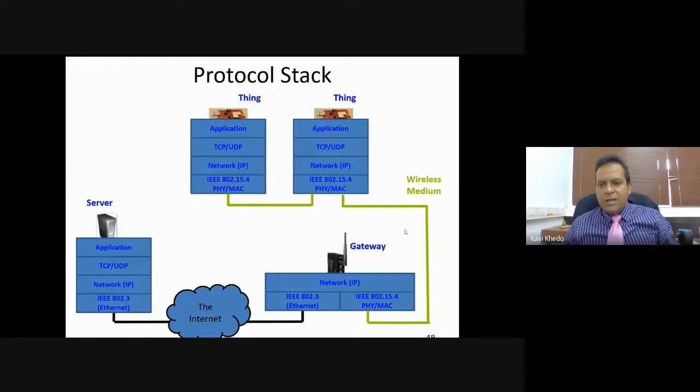On this side it is wireless, and this is the gateway I was mentioning earlier, and these things use IEEE 802.15.4. And on this side you see the server. This is over the internet, so no problem. My cloud, whatever cloud system, will be on this side. So this is the protocol stack that we'll use in our IoT system.